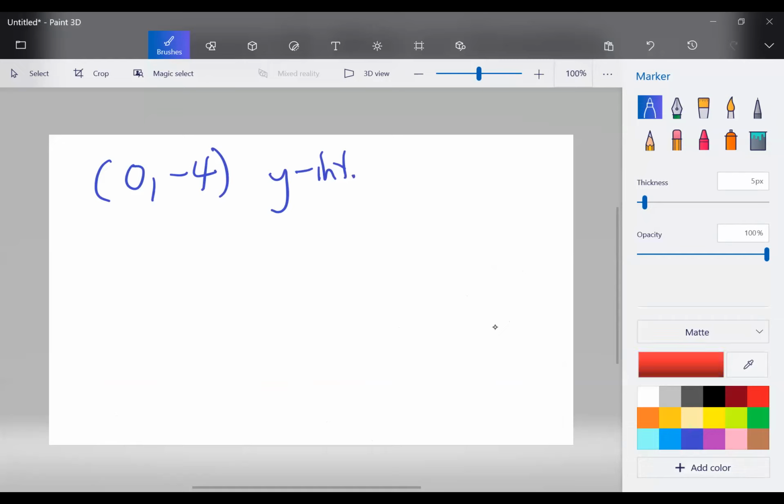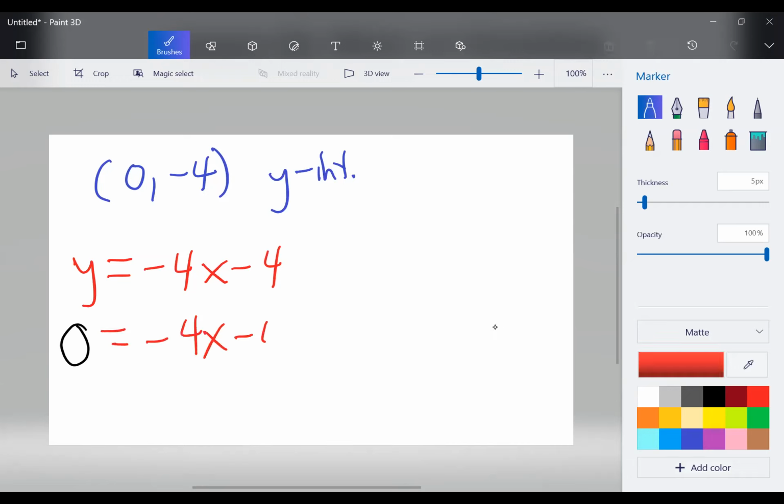All right, how are we going to do that? Well, here's our equation, y equals negative 4x minus 4. To find our x-intercept, we're going to plug in 0 for y. And then we'll have a little more work to do to solve for x. So now I have this equation. I'd like to solve for x, getting x by itself.